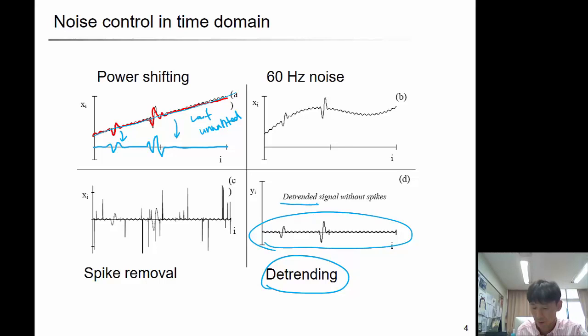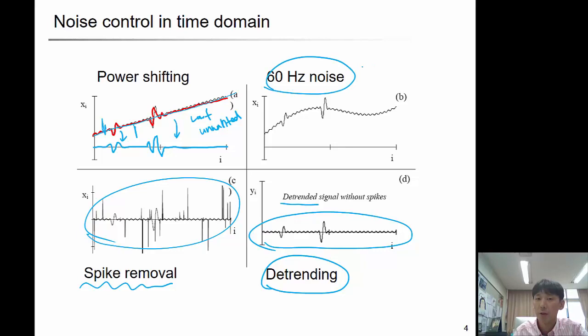And if there's some spike like the one in here, how can we remove the spike? Also, there could be some very low frequency noise. Quite frequently, if the equipment is not well grounded, because you're using AC power, and the AC power has the frequency of 60 Hertz, you have this kind of undulating, low frequency noise that you don't want to have in your signal.